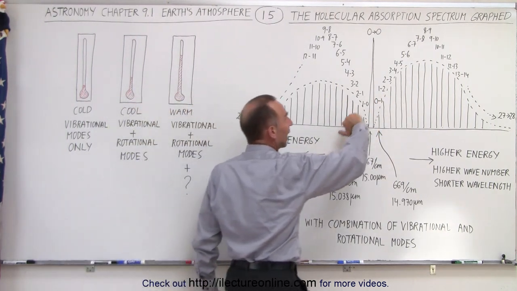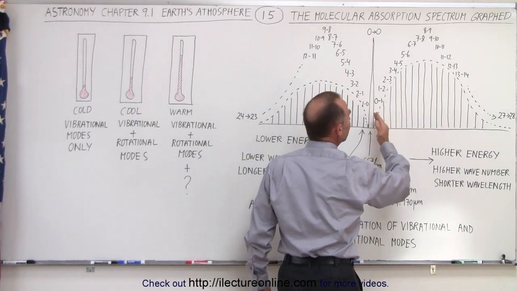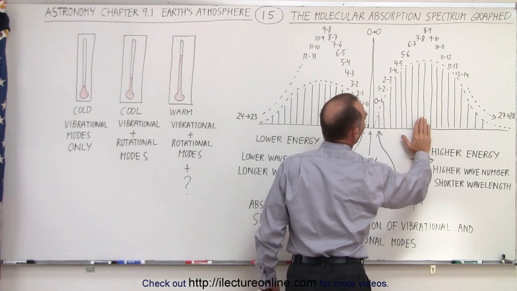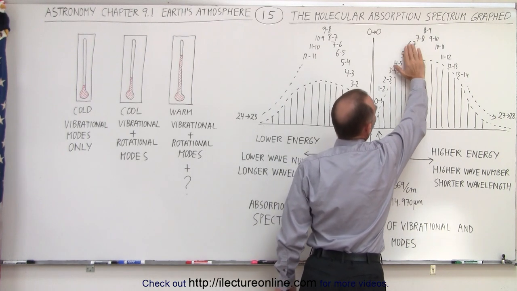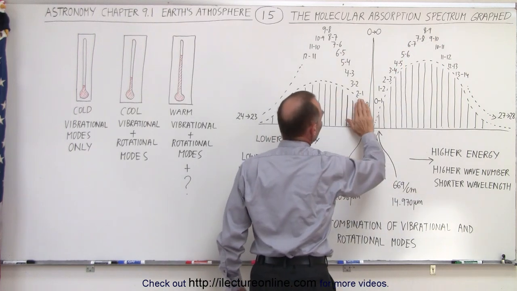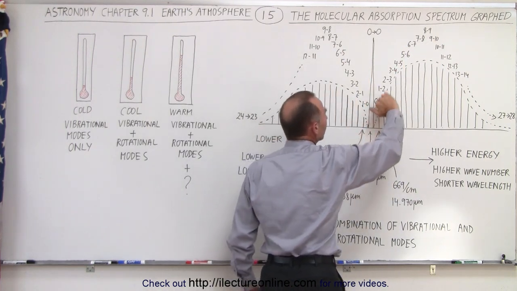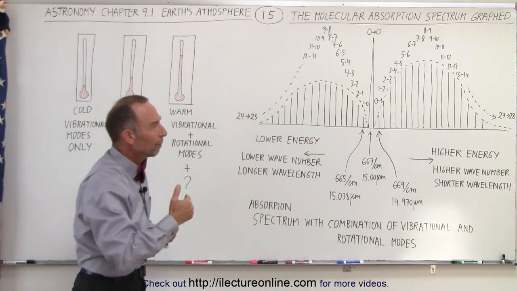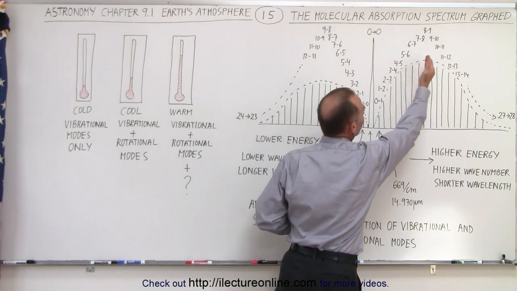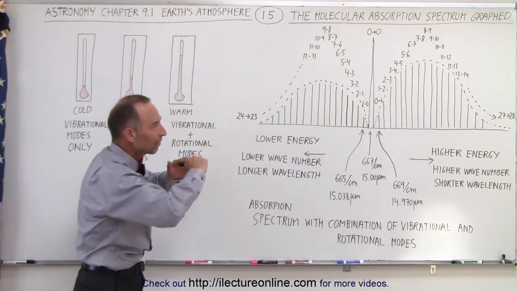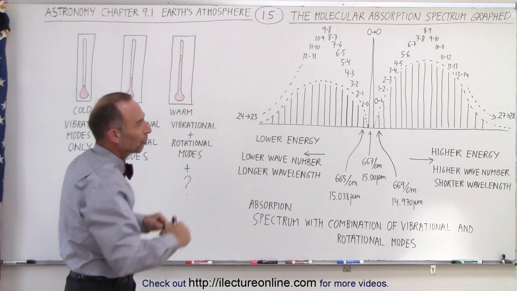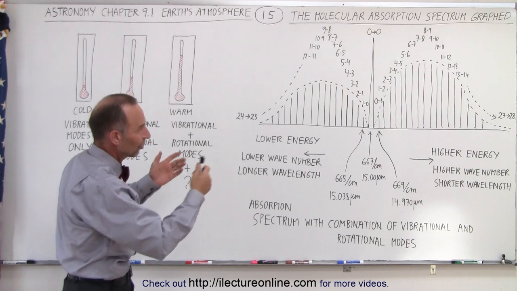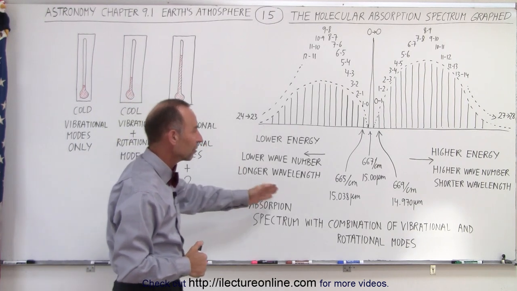Also, the height of the curve has a meaning. It has to do with the ease at which these can be absorbed and the number of absorptions. So in other words, more of the transition states occur in this range and in this range than on this range and in this range. So you can see that the number of energy absorption states changes depending upon which rotational state change you're talking about. But nevertheless, we have this specific curve that is peculiar to many of these absorption spectrums of the various molecules in the atmosphere. Here's just an example of what it would be like for carbon dioxide with the bending vibrational state.